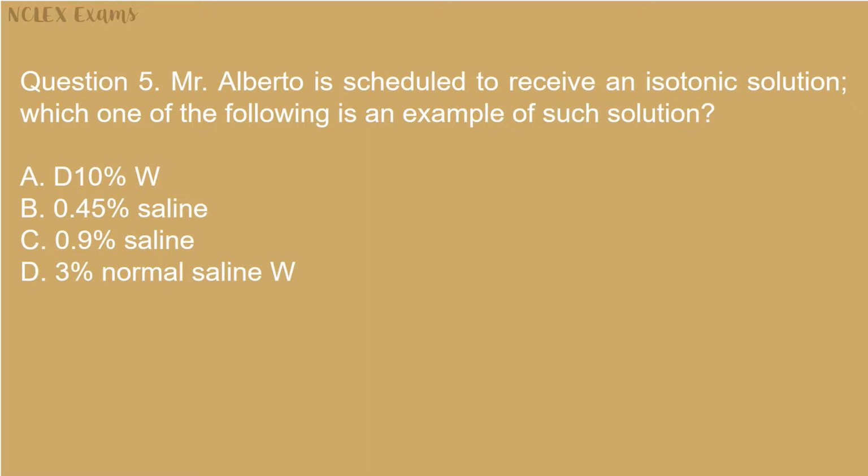Question 5. Mr. Alberto is scheduled to receive an isotonic solution. Which one of the following is an example of such a solution? A. D10W, B. 0.45% saline, C. 0.9% saline, D. 3% normal saline.